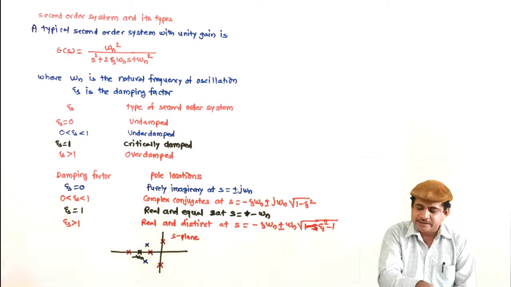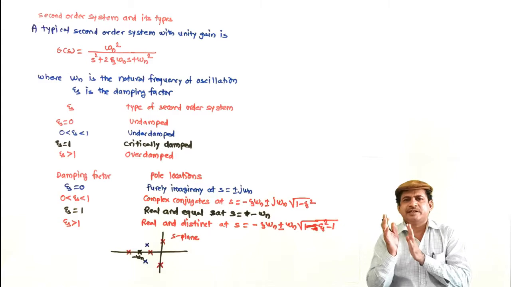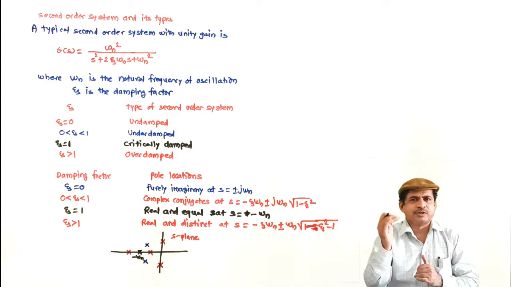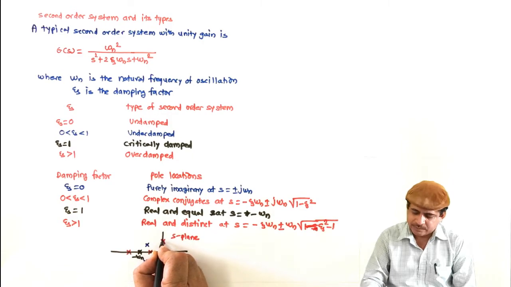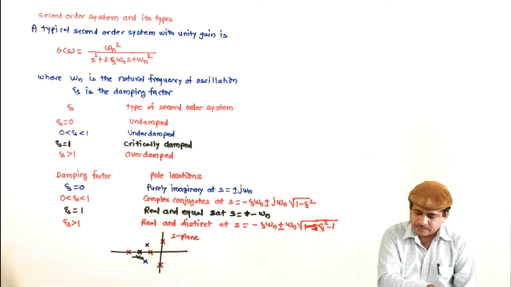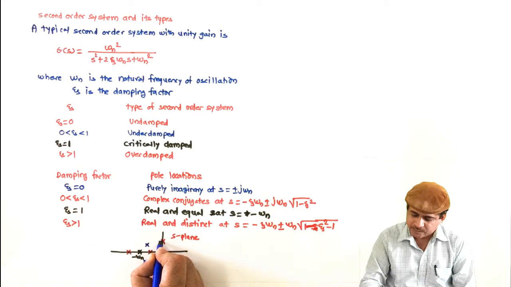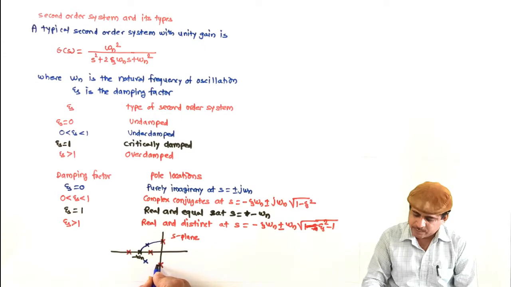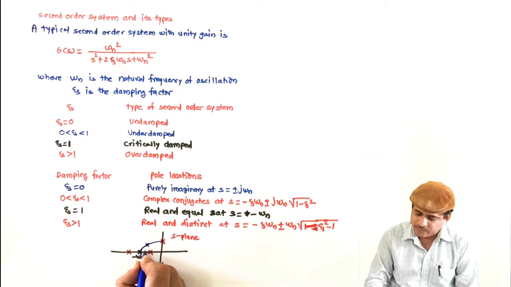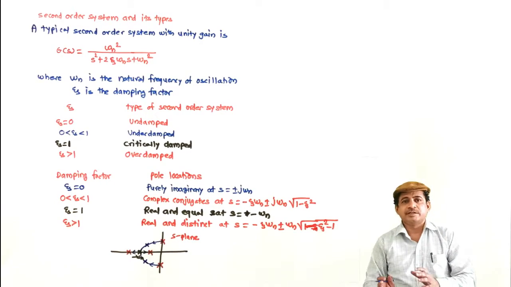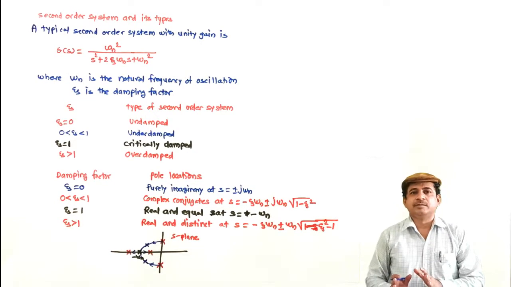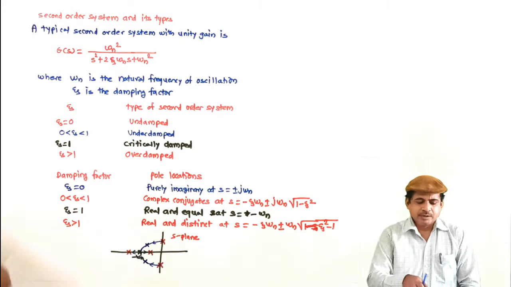So what happens, if you think that initially zeta is 0 and we start increasing zeta from 0 onwards, it will be following the path like this. This pair will come here like this, and then one will go here and the other will go here. It will happen like this. So this is the effect of zeta on the pole locations of the system.